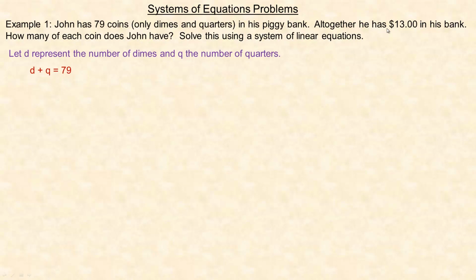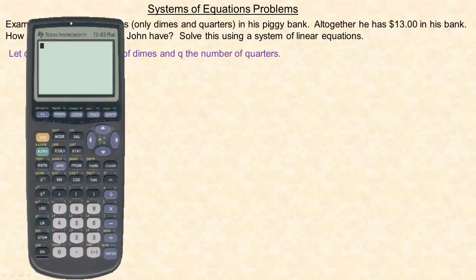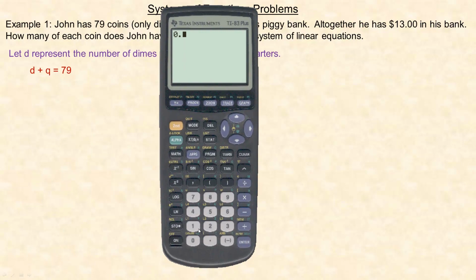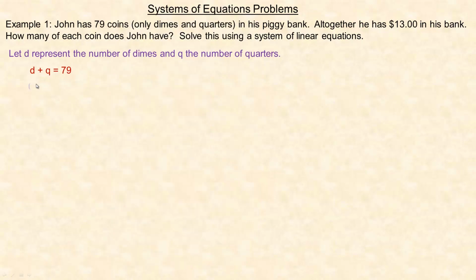Now the second one has to do with the value. He has $13 altogether in dimes and quarters. A dime is worth 10 cents. So let's say I had 17 dimes. If I multiply the 10 cents by 17, that tells me I have $1.70 in dimes. So the 0.10 is the value of each one. If we multiply that by how many there are, we get the value of those dimes. So I'm going to start off with multiplying 0.10 times D, because D is how many dimes I have. So that's the value of the dimes.